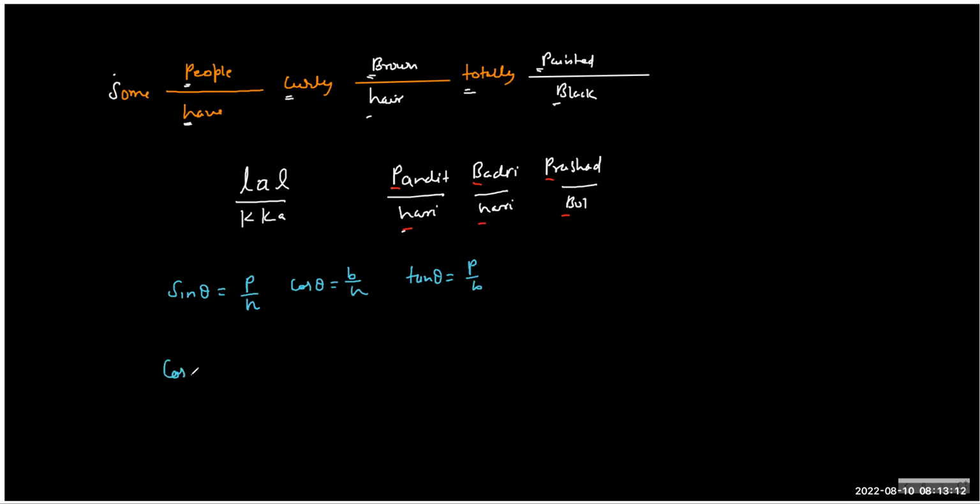Then I'll add the complementary, sorry, cosec. The inverse of sine is called cosec, which is H by P. The inverse of cos is called sec. And inverse of tan is called cot. And these are inverses.